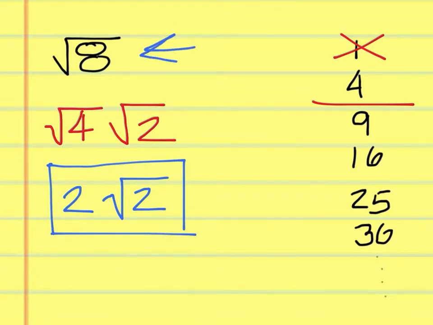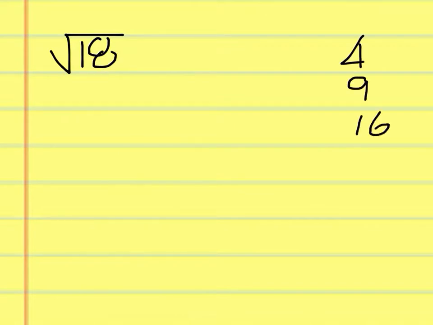You will know that you did not go far enough when you get a number under here that is still divisible by a perfect square. Of course, 2 is not divisible by any of these perfect squares. So this is it. This one is the square root of 18. Remember, the perfect squares are 4, 9, 16, 25, 36, 49, and on out.